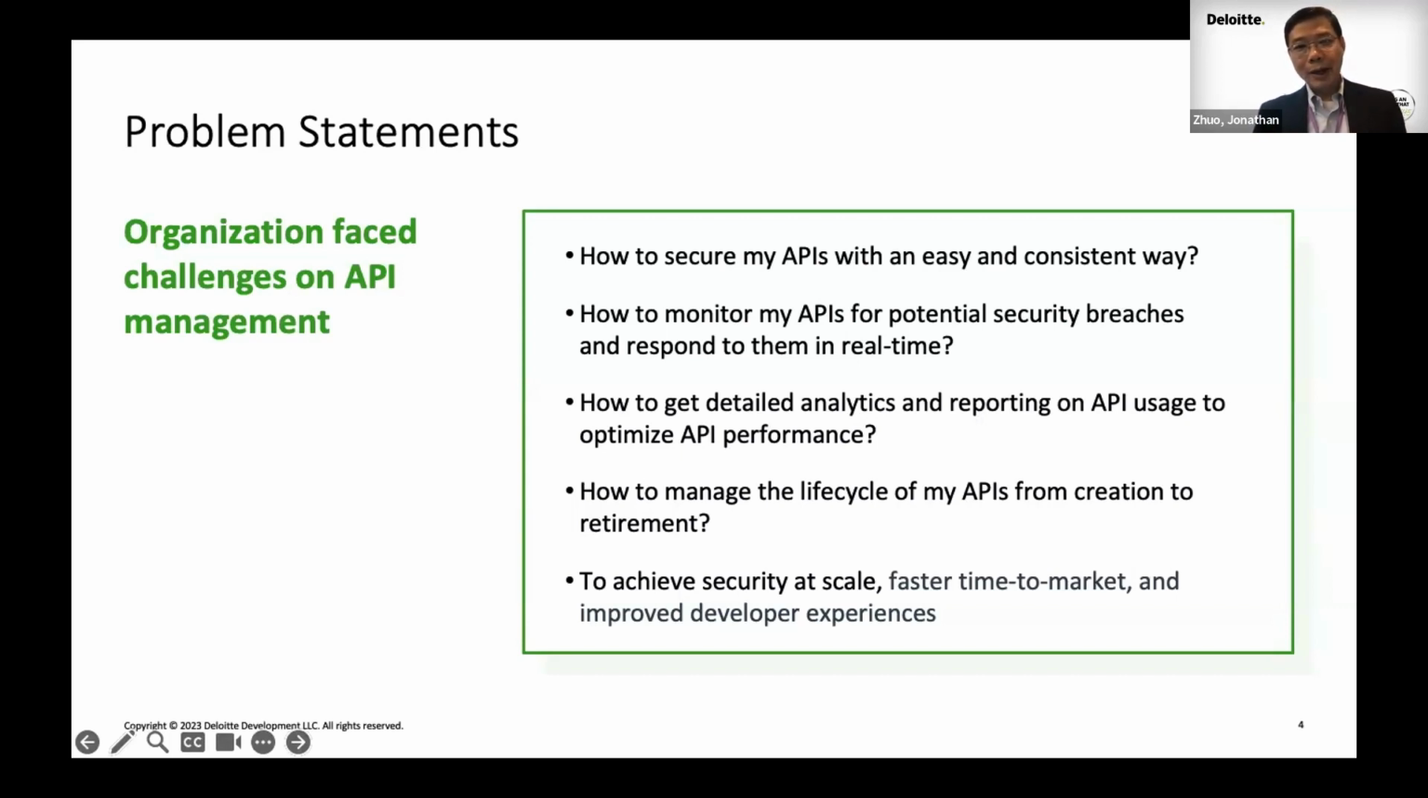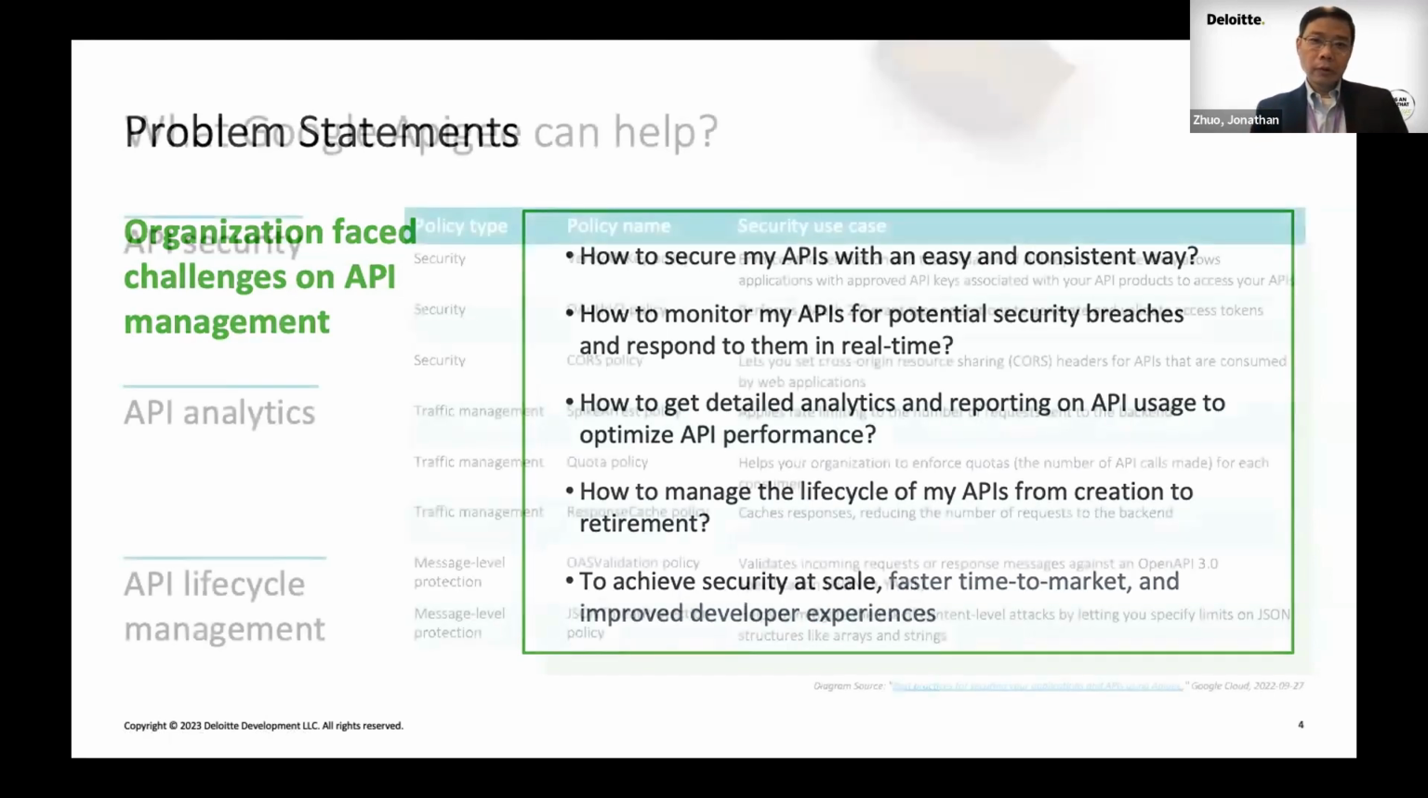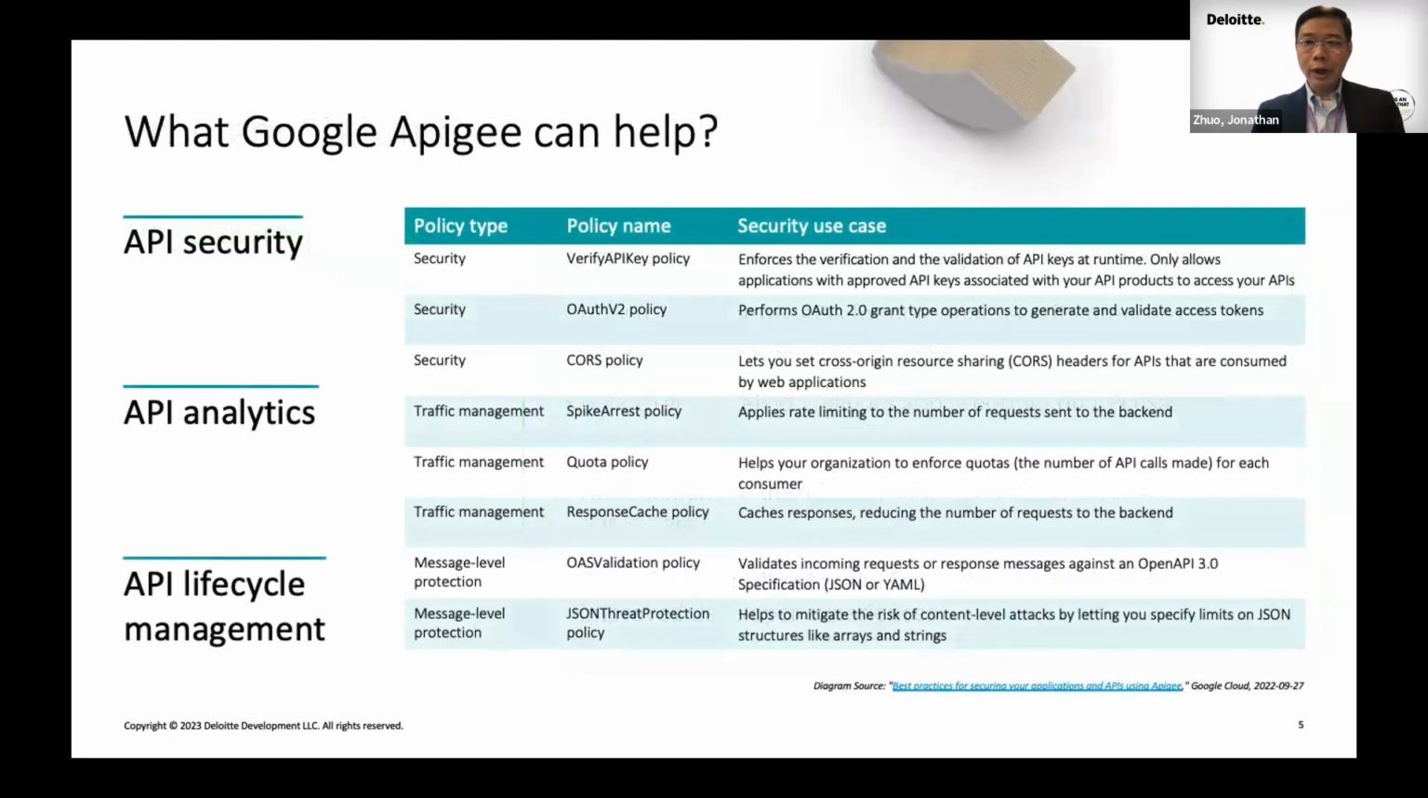Third, API lifecycle management. How to manage the entire lifecycle of APIs from creation to retirement. This includes versioning, documentation, and API deprecation. Overall, Google Apigee can help organizations to do all of that: build, manage, and optimize their APIs, leading to security at scale, faster time to market, and improved developer experience.